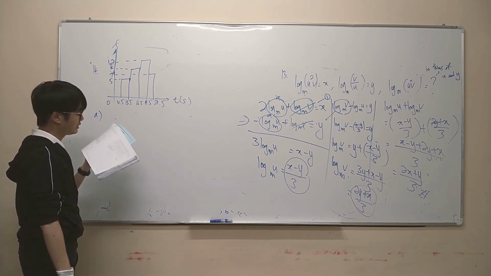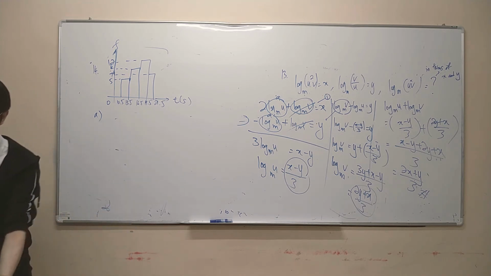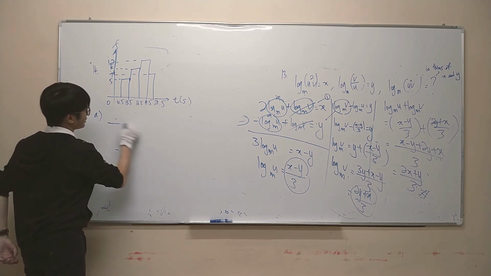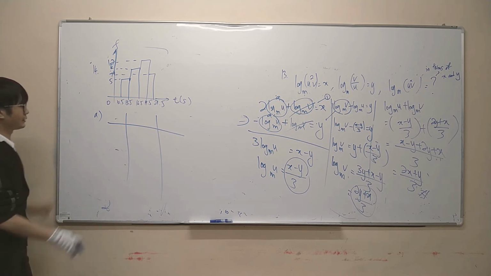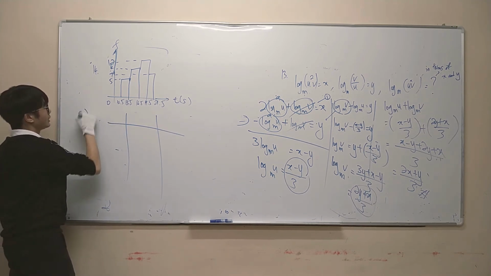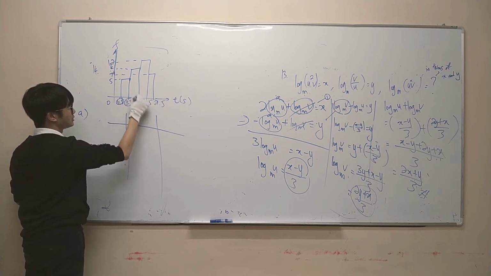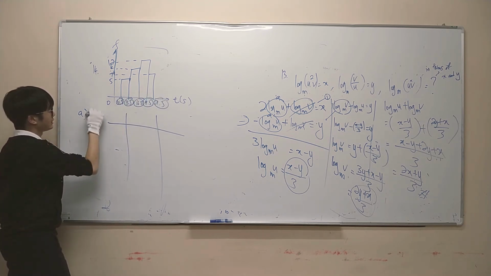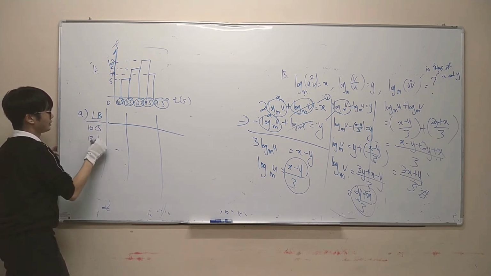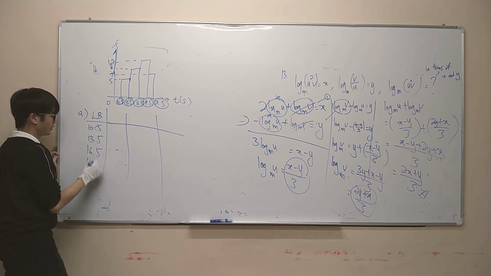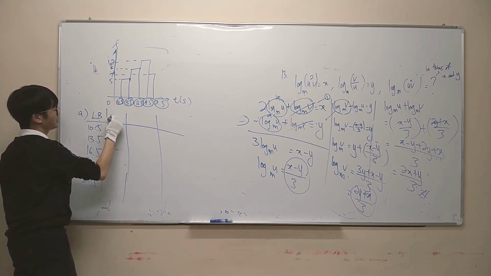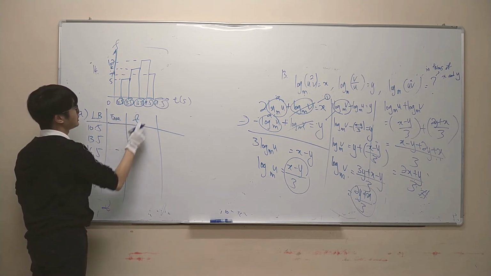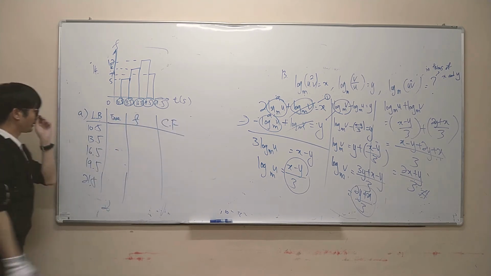Maksudnya median lah. Median is 17.25 because they say 50%, right? But let's convert the histogram into a table first, so we can see clearly. So, if this is a histogram, what are these values? These are the lower boundary, right? So 10.5, 13.5, 16.5, 19.5, 21.5. These are the lower boundary. And here I write the time. Here I write the frequency. Here I write the cumulative. Okay, what is the time?